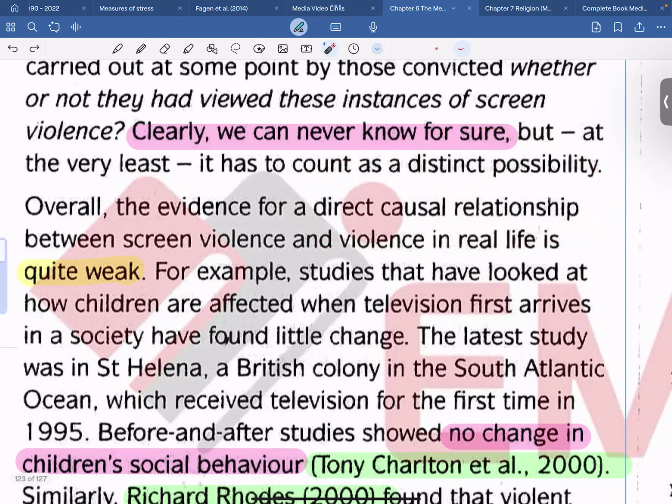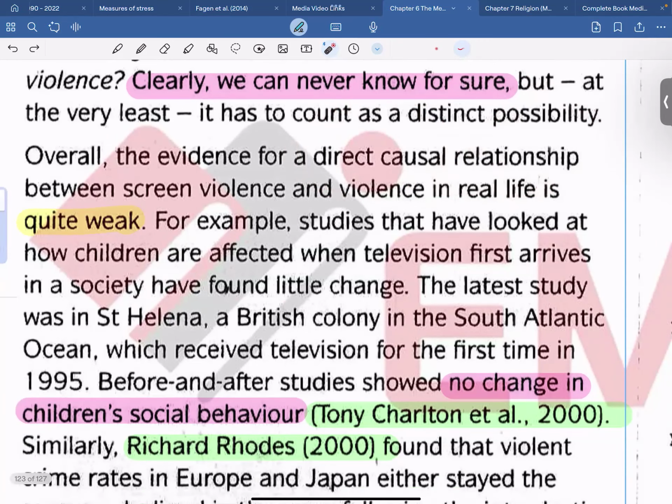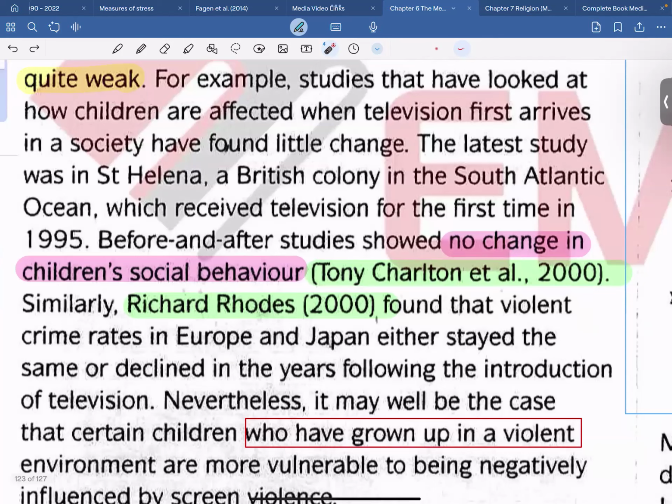For example, studies that have looked at how children are affected when television first arrives in a society have found that there was little change. Over here, we have an example from St. Helena. This was a British colony in the South Atlantic Ocean. They received television for the first time in 1995. Before 1995, they did not have television. So before-and-after studies showed there was no change in children's social behavior.